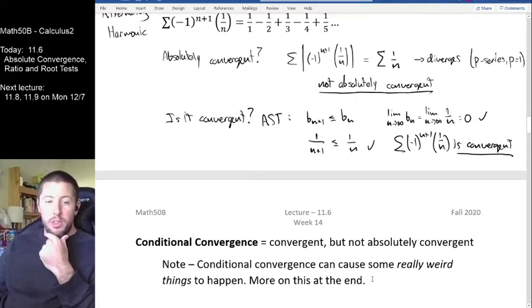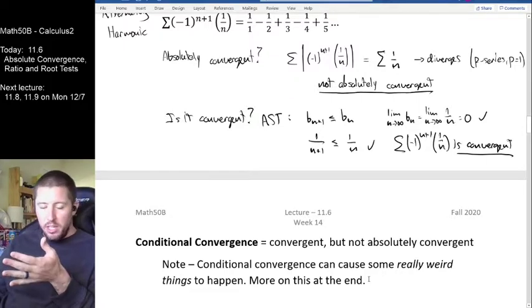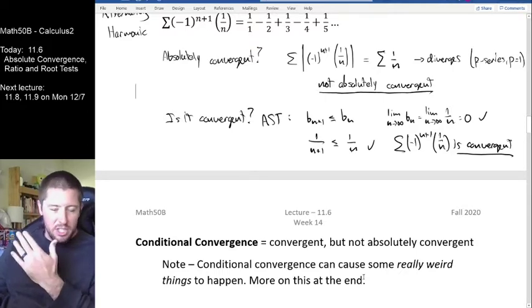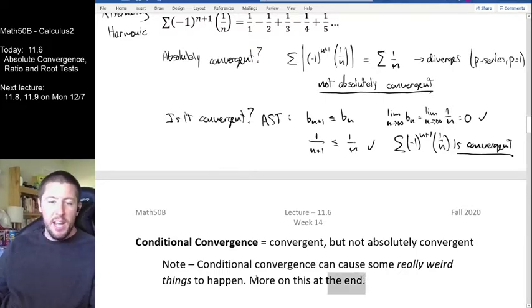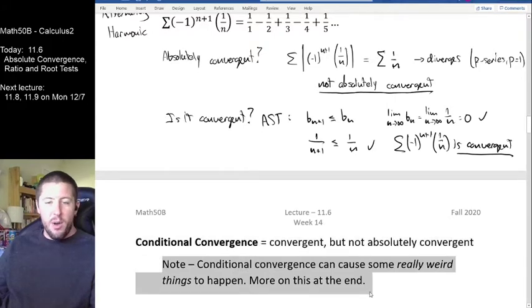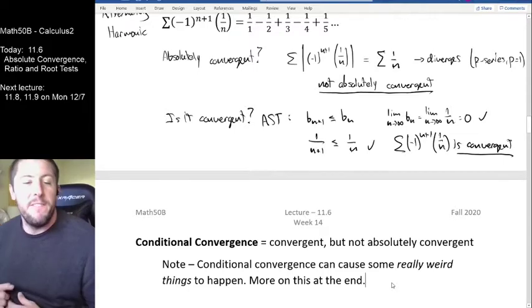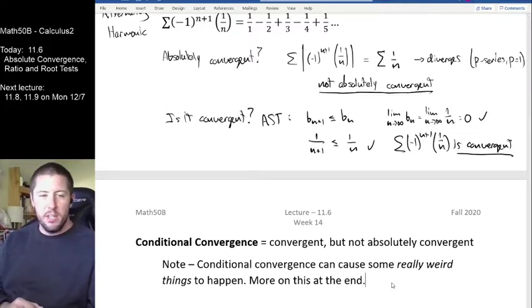I'm going to point out that I occasionally throw some interesting tidbits into this class, kind of sticking in some other topics. This is one of the weirdest things that we can ever see associated with sequences and series. There will be a very, very strange idea associated with conditional convergence that I'll talk about at the end of this video. Conditional convergence can cause some really weird things to happen.